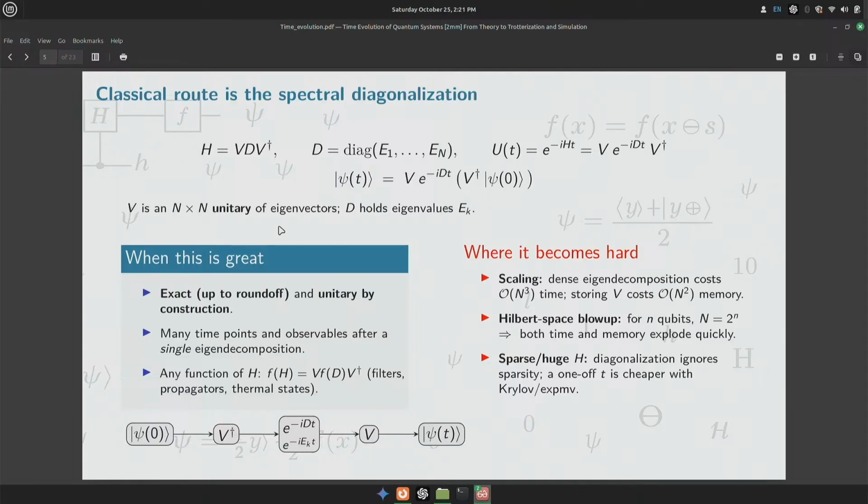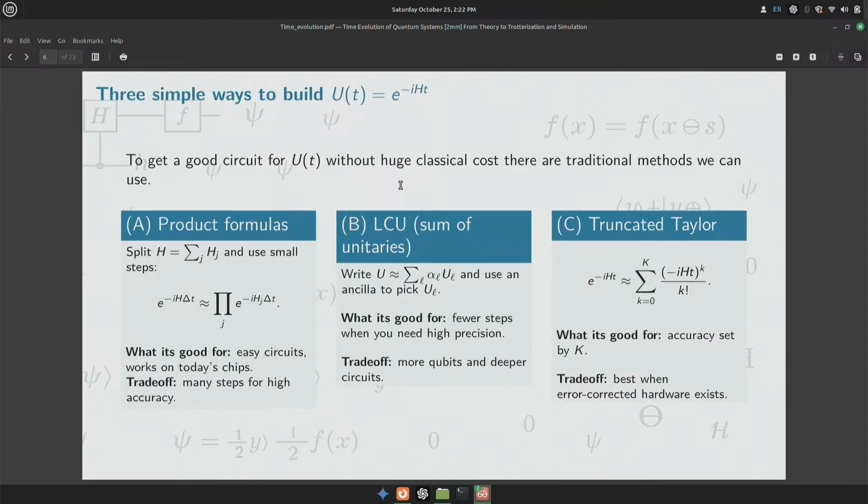Now, as I said, where it becomes hard is when the dimension of the Hilbert space increases. It blows up. For n qubits, the total number of possible states, as we all know, is 2 to the power n. And when we want to simulate this, both time and memory explode very quickly. So this is the problem we will face when the dimension of the Hilbert space as well as the Hamiltonian matrix increases by a lot. So we need to find some other ways, or maybe some ways that a quantum computer can solve it.